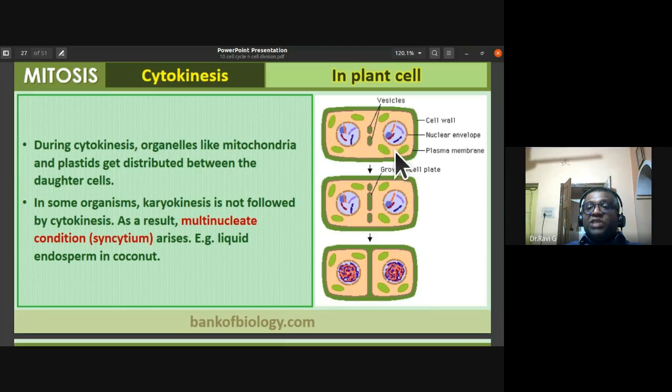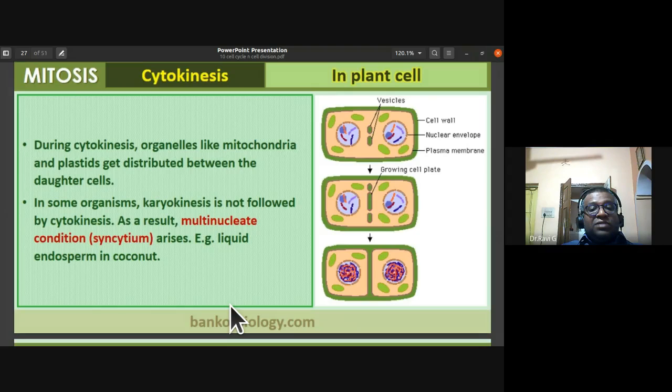We call such a cell a syncytium. So the multinucleate condition is called syncytium. An example is the liquid endosperm in coconut, which is a very good example of a syncytium type of cell. In some organisms, karyokinesis is not immediately followed by cytokinesis. As a result, multinucleate condition or syncytium arises. The liquid endosperm in coconut is what we call a free nuclear endosperm.